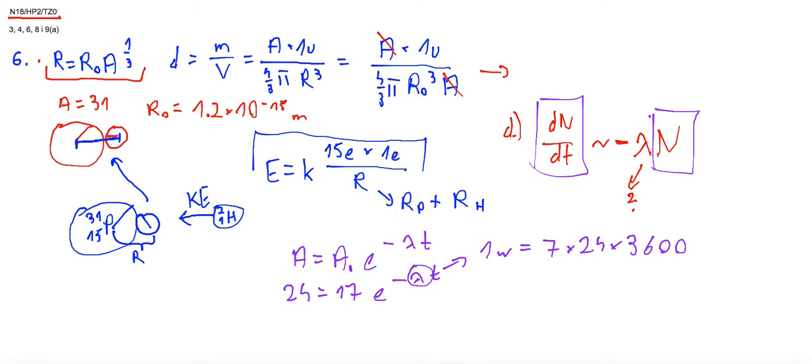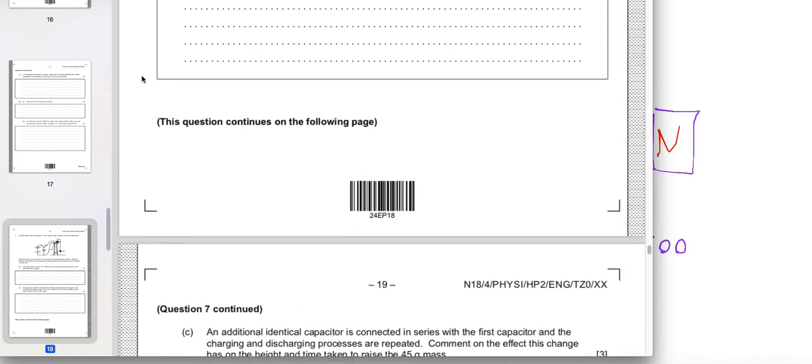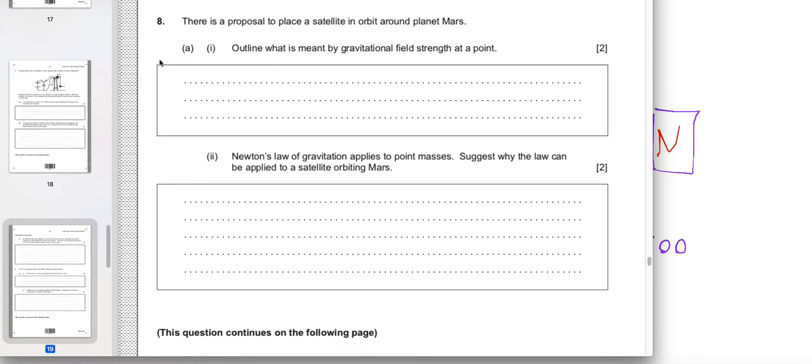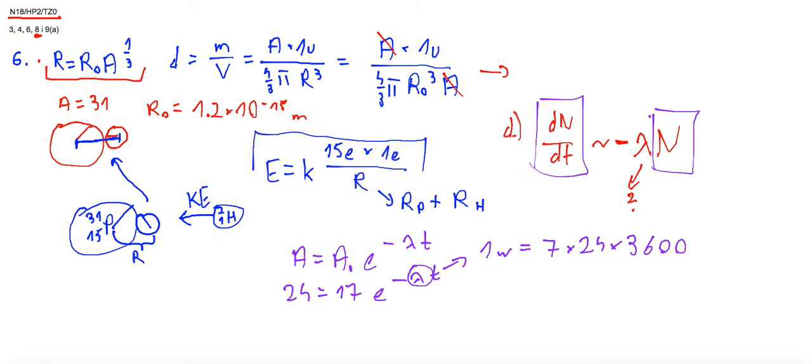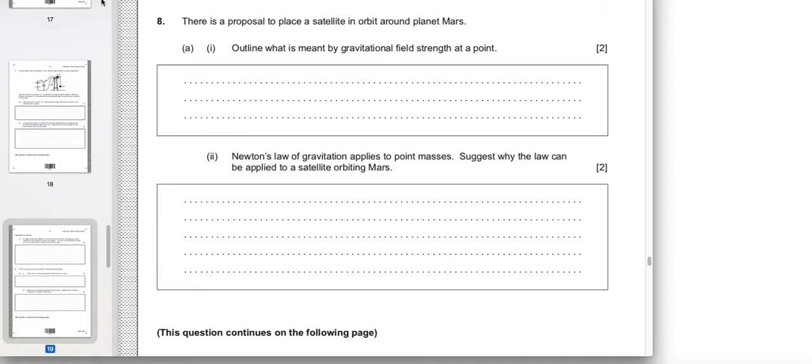Okay, so the next exercise you've asked for is exercise number 8, higher level. There is a proposal to place a satellite in orbit around the planet Mars. Let me switch the slide. Okay, exercise number 8. And it was also 9a, I must write it because I will forget. Okay, so let's go back to 8. There is a proposal to place a satellite in orbit around the planet Mars.